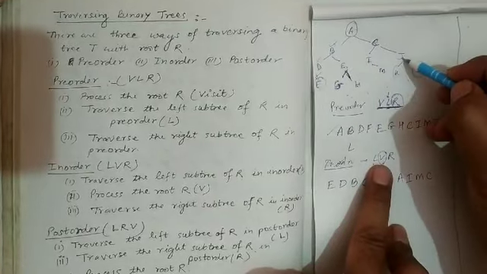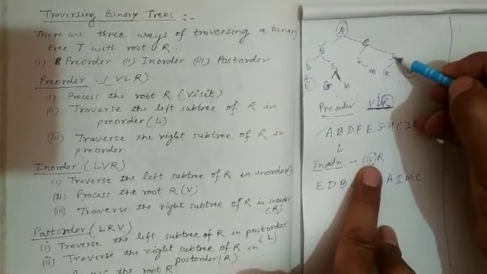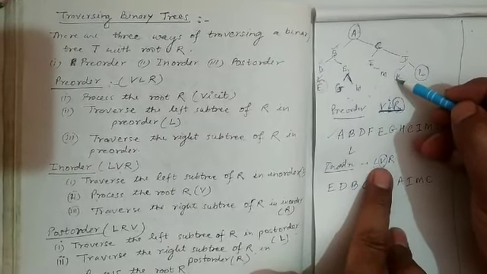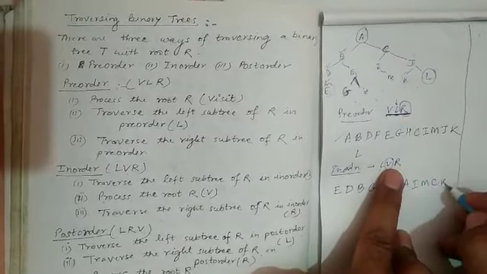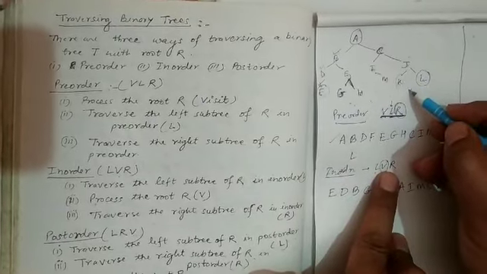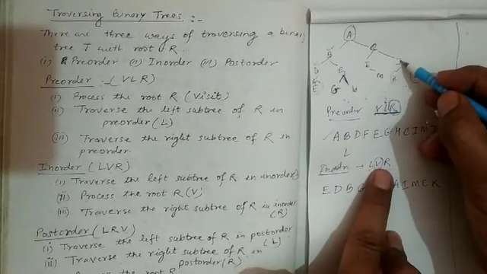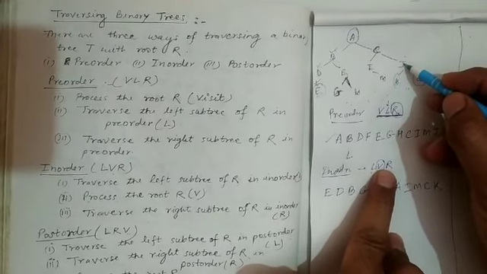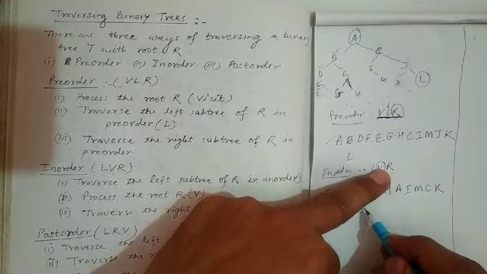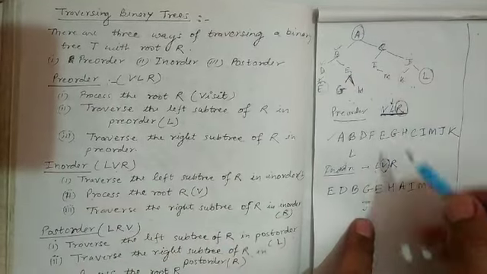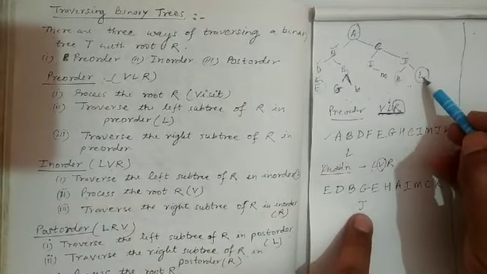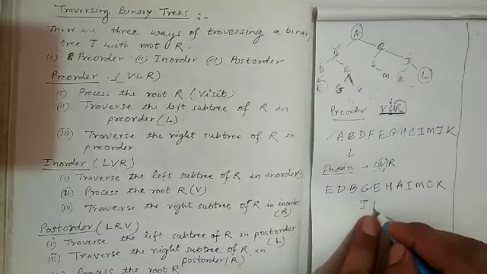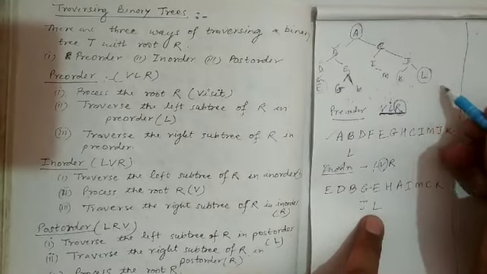Then move right here. Again LVR will be called. Then move left. Again LVR will be called. So move left, no left. Then visit. So K will be visited. Then move right, no right child. LVR is complete for it. For this node only L is completed. The next two are V and R. So visit the node. So J will be visited. Now move right. So we'll come here. Move left, no left child node. Again visit the node. So L will be visited. And then move right, no right.